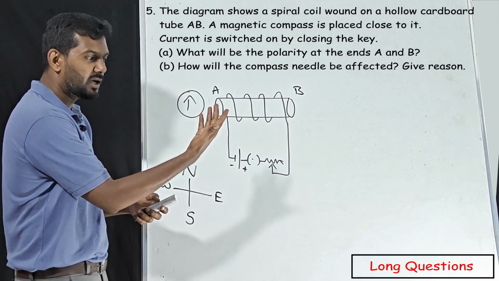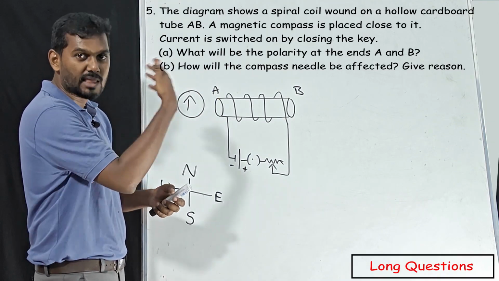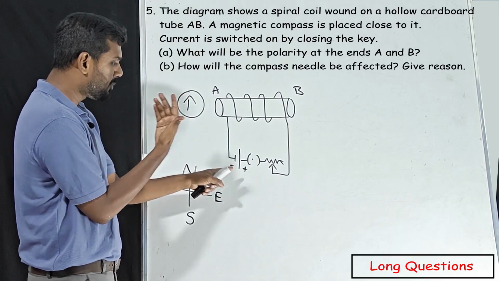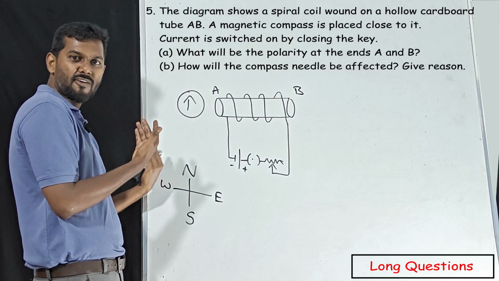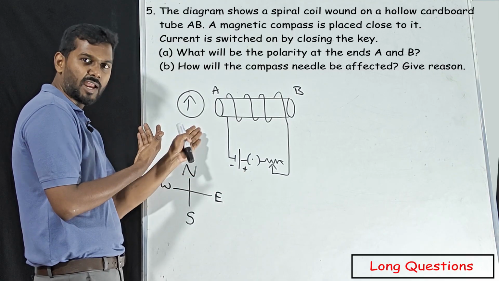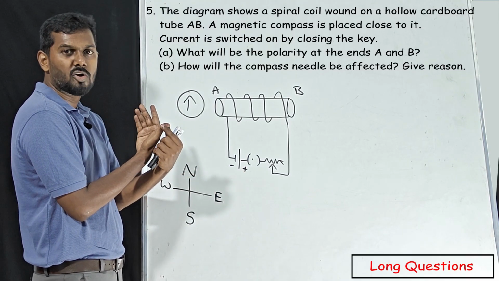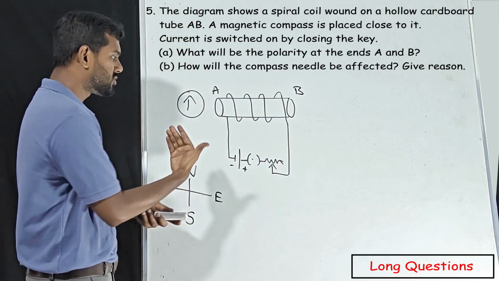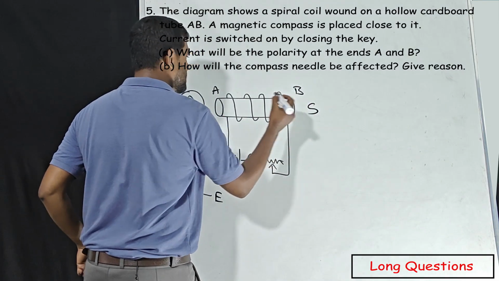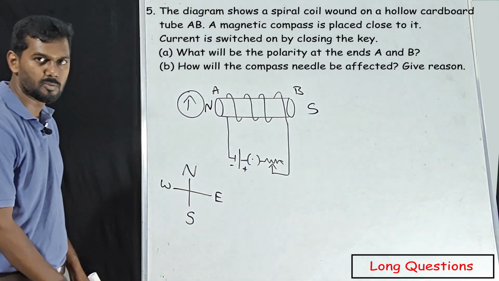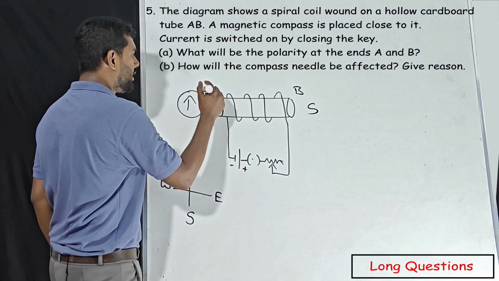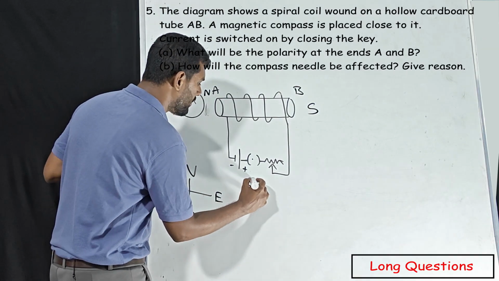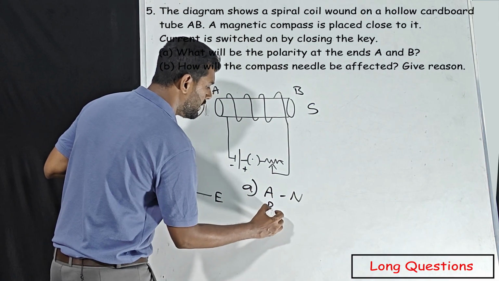Again I'll repeat, the thumb may represent north or south. If the plus is on the left hand side, the thumb will show north. If the plus is on the right hand side, the thumb will show us south. So if this is south, this will be north. We can write it above. A is north, B is south. The first sub question is done: A is north and B is south.